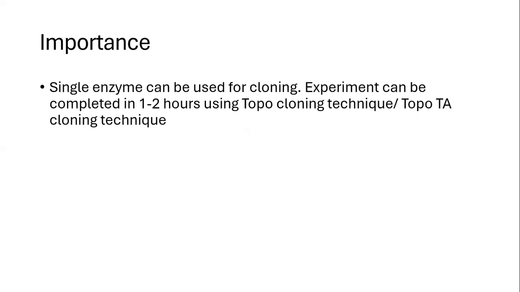days for completion. While by making use of the TA cloning method or the topo-based cloning method, we can complete the entire experiment in about 1 to 2 hours, and after that we can enter into the transformation step. So it is basically a time saving method, and it is less tedious because we can combine the different steps into one step, that is, digestion and ligation can be combined.